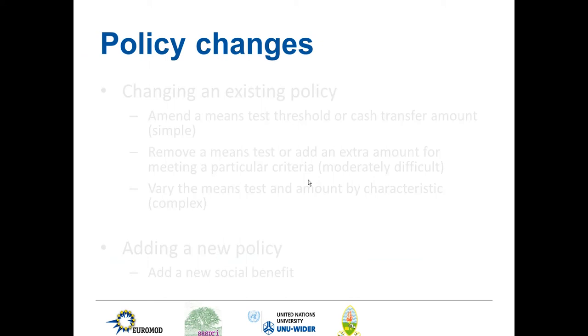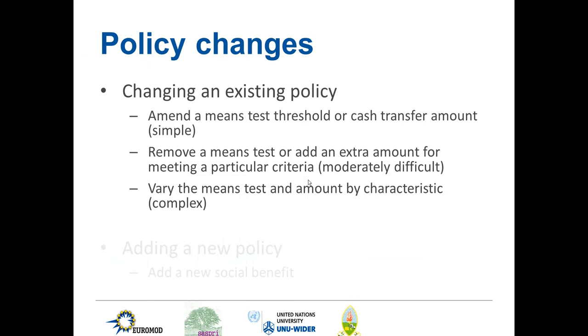So the two policy changes we talked about is changing an existing policy, and there are some fairly simple ones or more complex. Amending a means test threshold, for example, or a cash transfer amount is a very simple change to an existing policy. You often have to do this on an annual basis anyway when you implement a new year, because sometimes in some countries these things change on an annual basis. Next, you might want to remove a means test or add an extra amount for meeting a particular criteria. This is slightly more difficult.